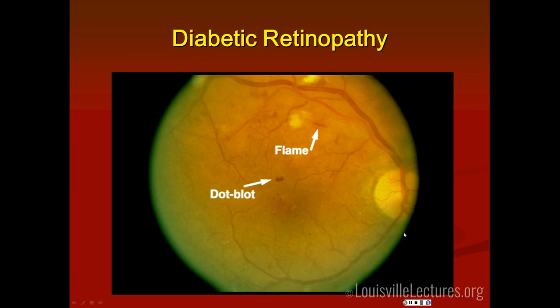So more things of diabetic retinopathy. Along with the microaneurysms, which you can see as these little dots of blood, you can also get different shapes and sizes of bleeding. So we'll call it like dot blot hemorrhages or flame hemorrhages. And this is also a cotton wool spot here.